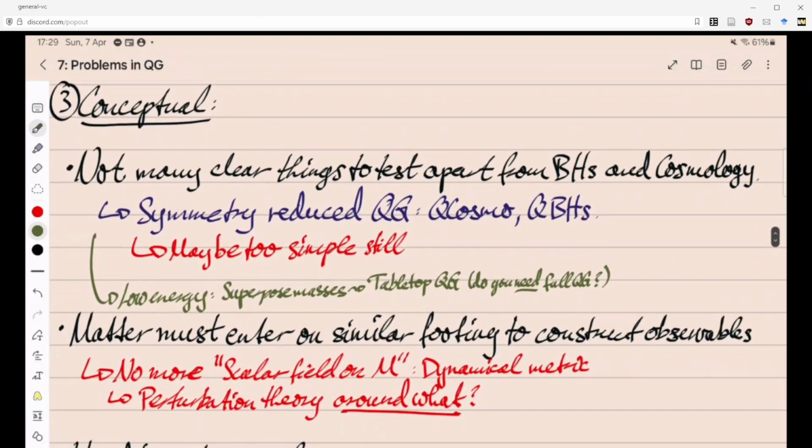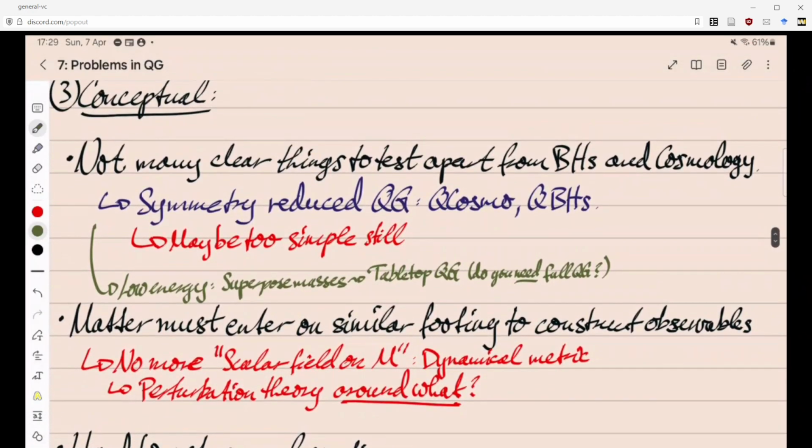Now, the next thing: if you have a more realistic model, which includes quantum gravity and other stuff, then matter must enter on a similar footing as the rest to construct some observables. So you can no longer really speak of stuff in the same way that you do in classical field theories or, say, in quantum field theories where you just have Minkowski space in the background.